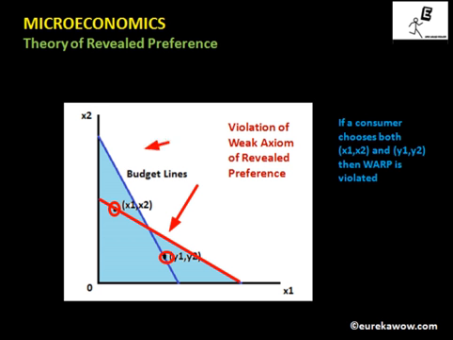Now this is the budget line on which y1 comma y2 lies, and we can see that x1 comma x2 clearly lies inside this budget line. Therefore y1 comma y2 is directly revealed preferred to x1 comma x2. So what's happening here is that x1 comma x2 is directly revealed preferred to y1 comma y2, and also y1 comma y2 is directly revealed preferred to x1 comma x2, and as a result the weak axiom of revealed preference is completely violated in this case.